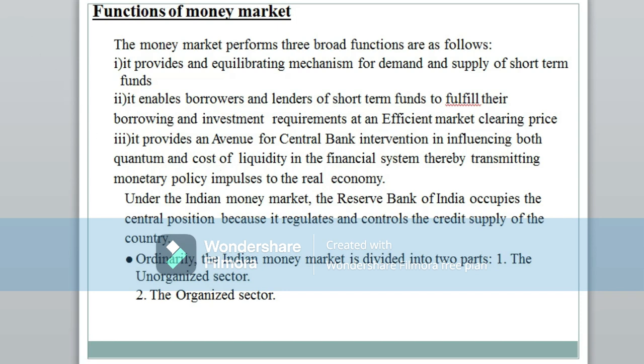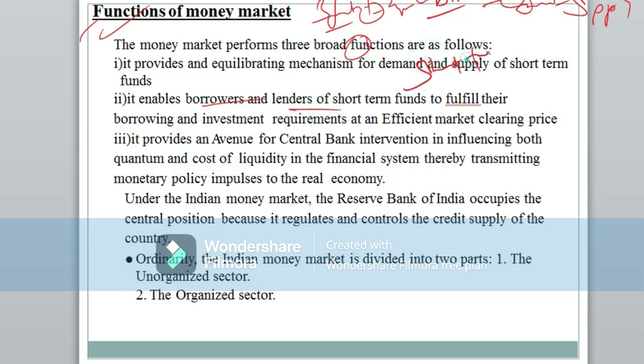So, what are the functions of the money market? The money market performs three broad functions. First, it provides an equilibrium mechanism. It gives equilibrium to the demand and supply chain. Second, it enables borrowers and lenders to access short-term funds, and it provides an efficient market price for borrowing and investment. And it provides the avenue for the central bank's intervention in influencing both the quantum and the cost of liquidity in the financial system, thereby transmitting the monetary policy impulse to the real economy.